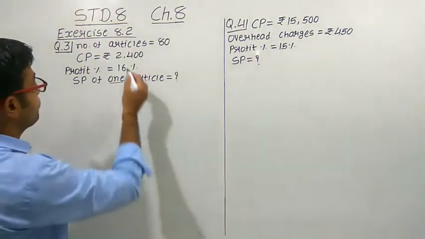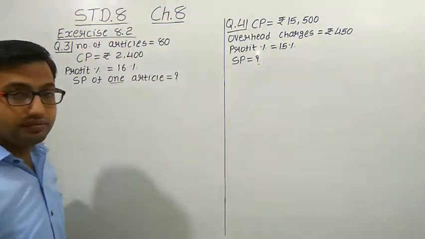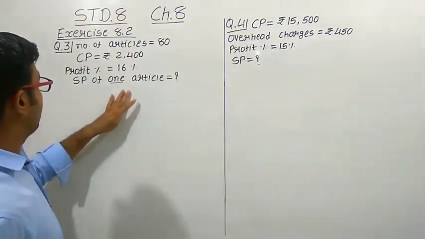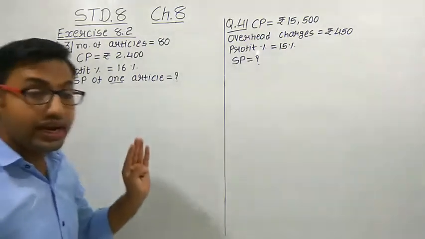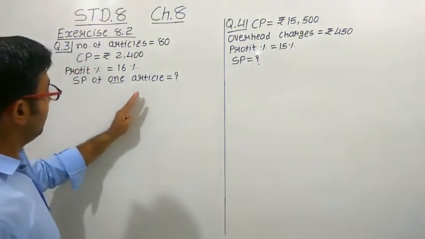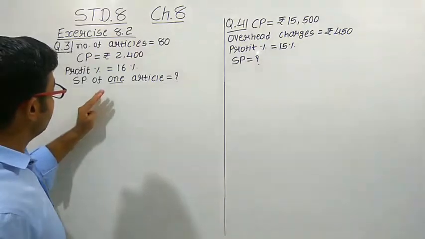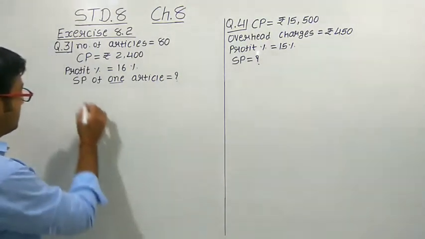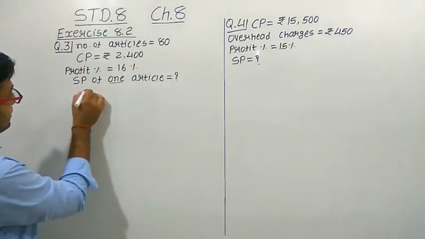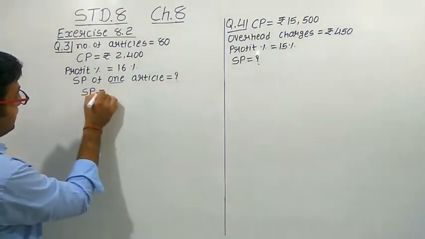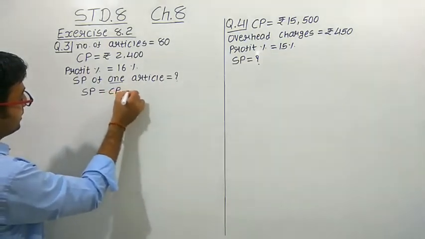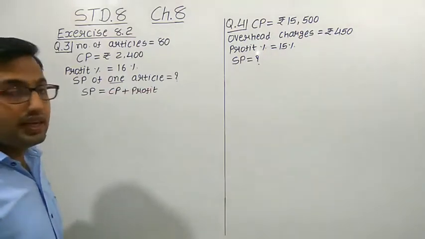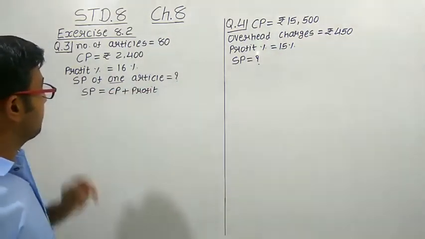Here we have been given the cost price of the 80 articles. So what do we basically have to do? First of all we find the selling price of the total 80 articles. Then we can find the selling price of one article from that total price. So first, how do we find the selling price? Selling price we can write as cost price plus profit, right?